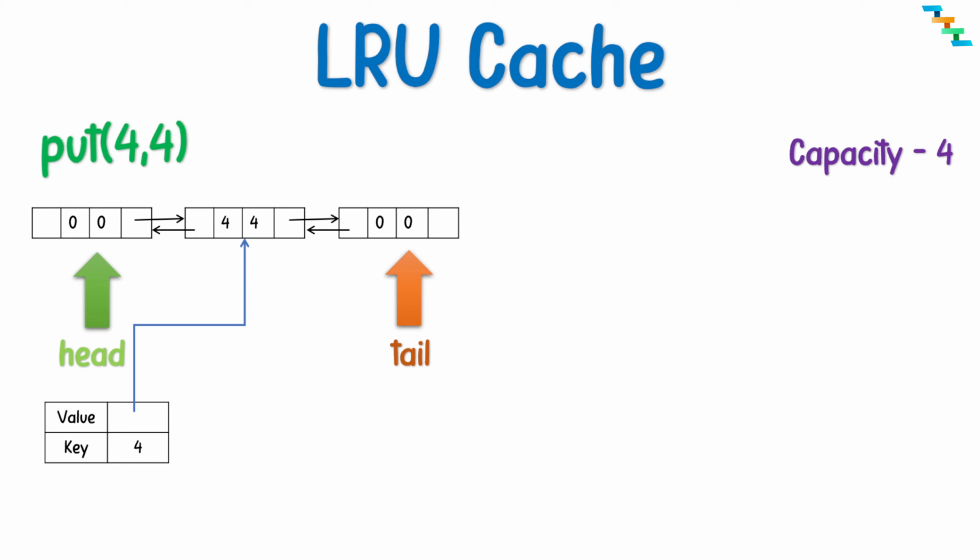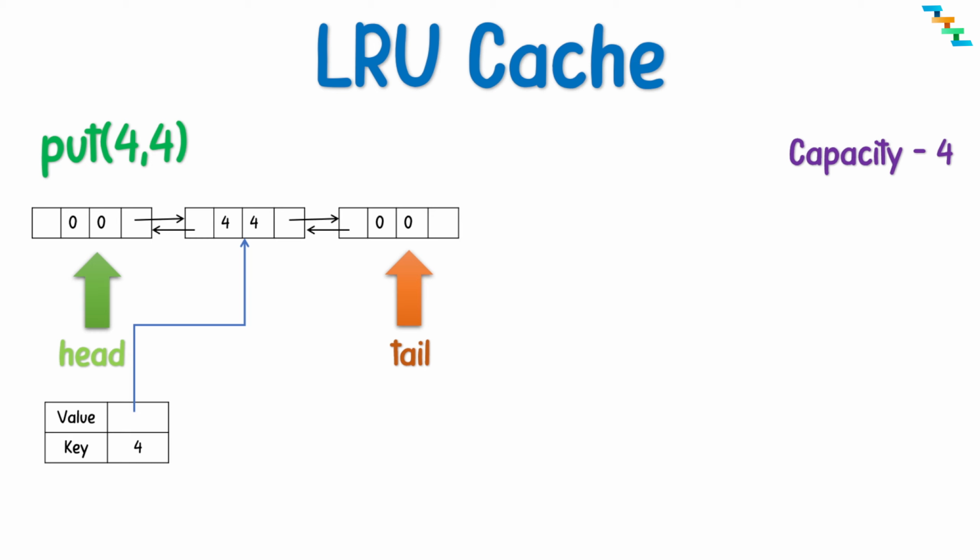Get the head's next reference, tail, which will be pointed to by the node's next. Now reference the head's next to this node and the node's previous to the head node. Likewise, reference this node's next reference to the tail and the tail node's previous reference to this node. Now create a new entry in the hash map with key as 4 and value as the node object.